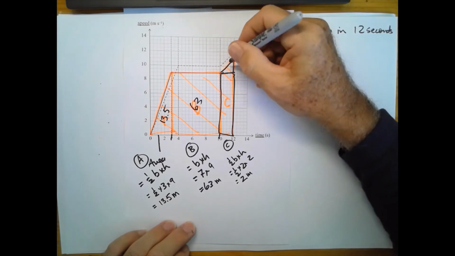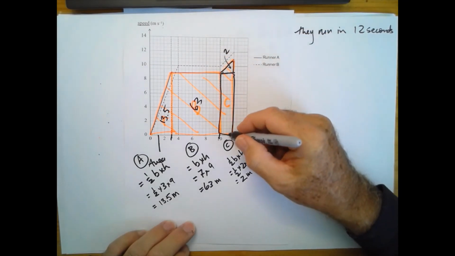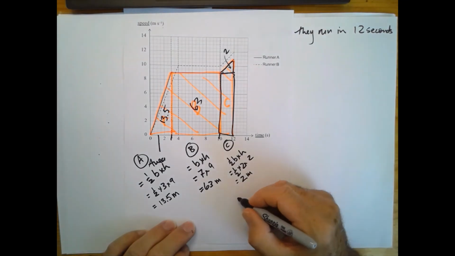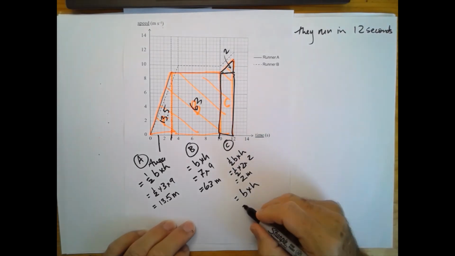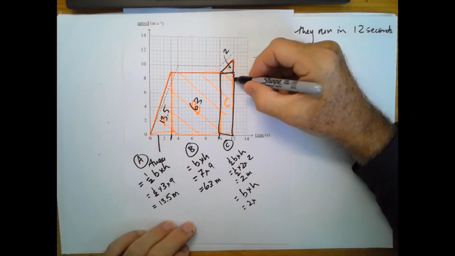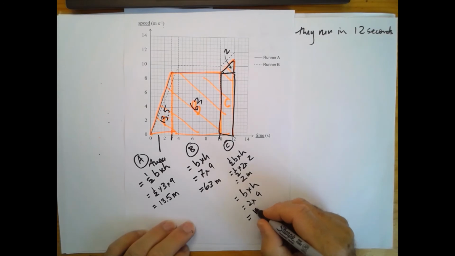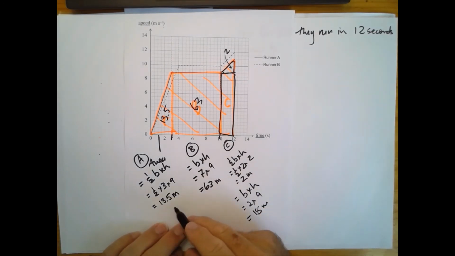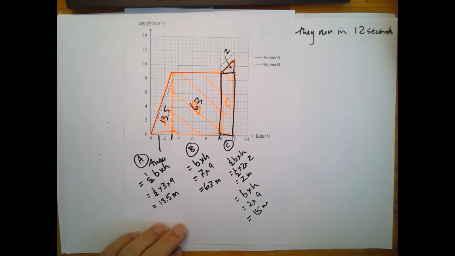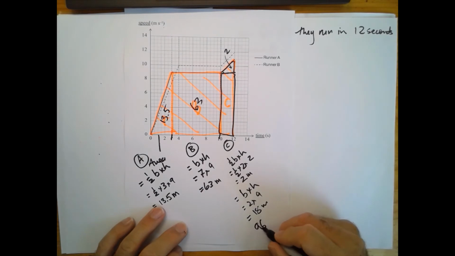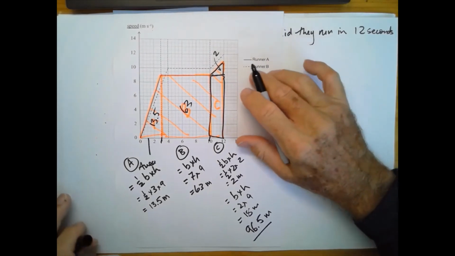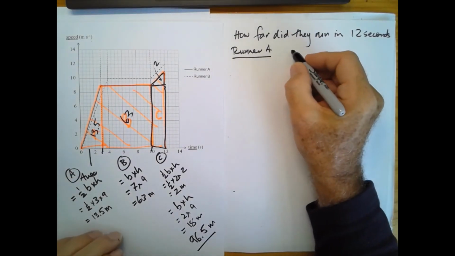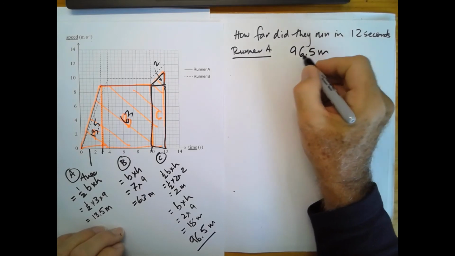63, 2, and the area of this rectangle here is base times height. The base of 2 times height of 9 is equal to 18. So we need to add these 4 together, and if we add these 4 together we get an area of 96.5 meters. So in 12 seconds runner A has travelled 96.5 meters.